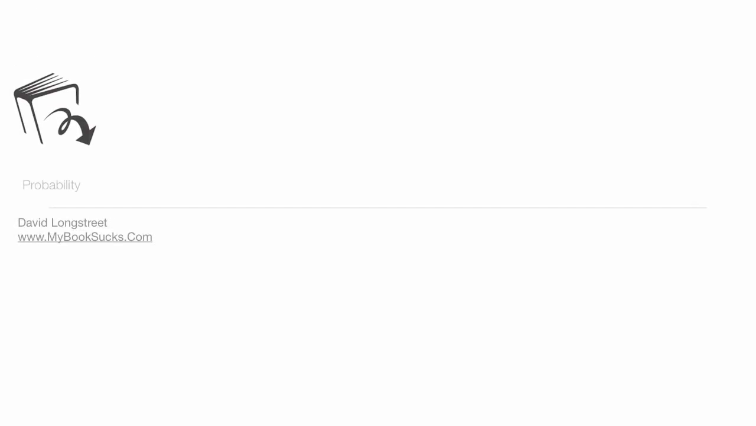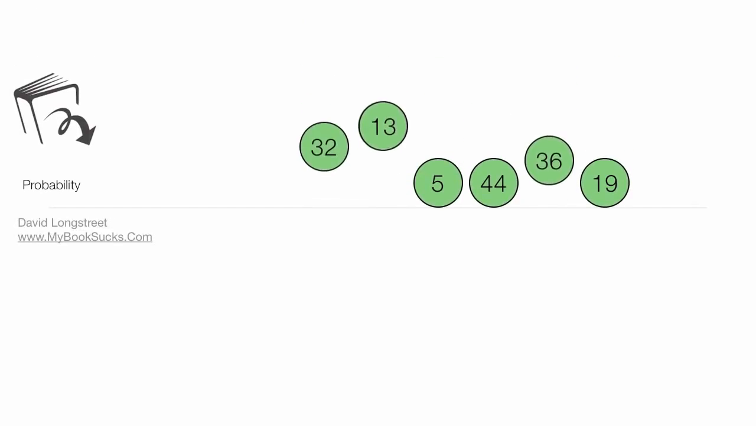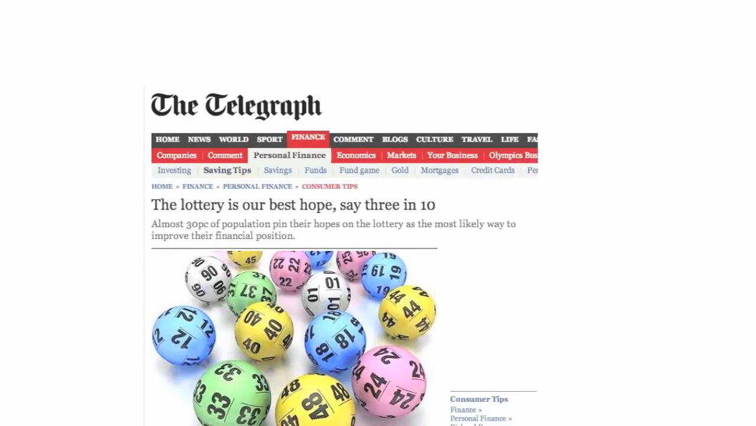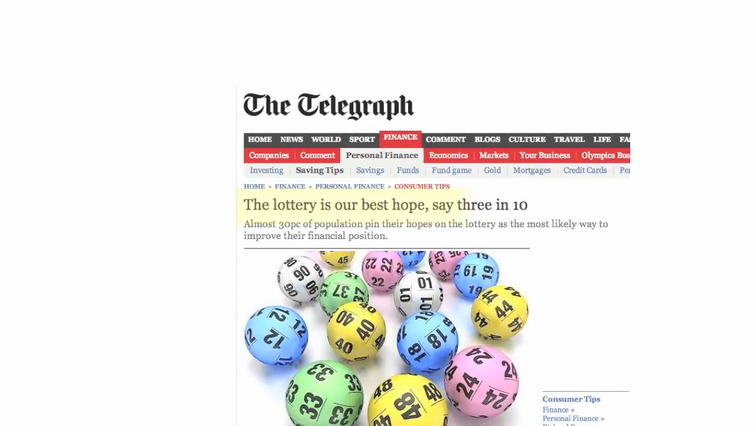In this video lesson, I'm going to talk about probability and lottery odds. Not long ago, I came across a newspaper article and it read, "The lottery is our best hope, say 3 in 10." That means that 30% of people think the lottery is their best hope.